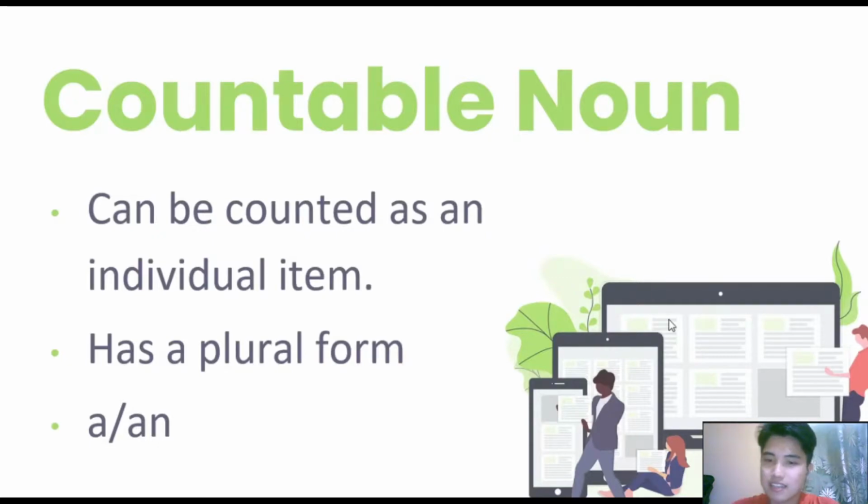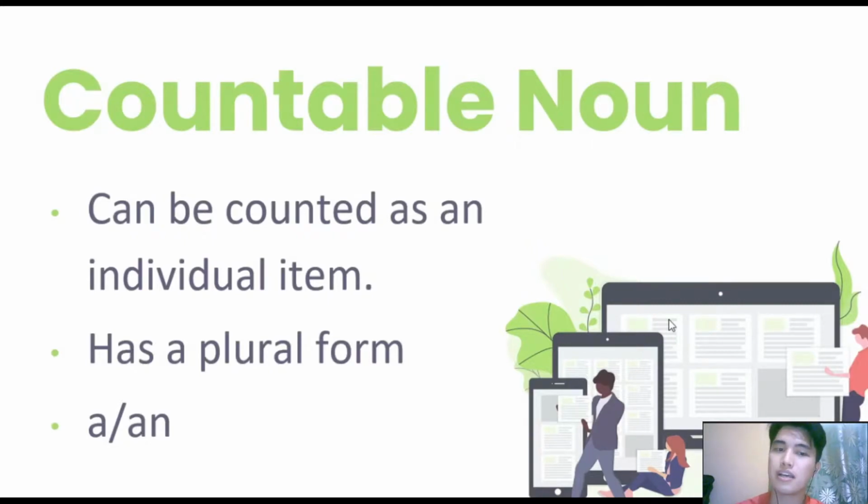Can somebody read? Please read. May I, sir? Yes, you can. Countable noun can be counted as an individual item, has a plural form, and a or an. Yes, it often uses the indefinite article a or an. I want you to take note of these conditions for us to better distinguish countable from uncountable noun.